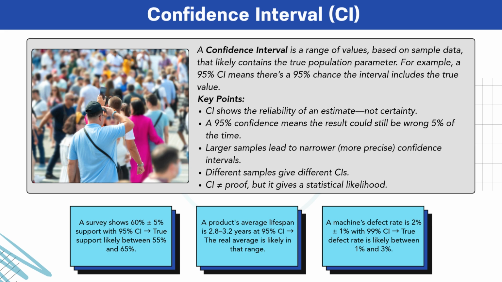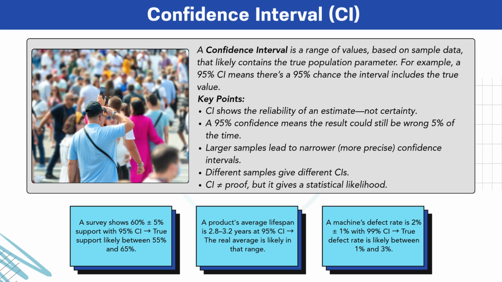2. 2.8 to 3.2 years at 95% confidence interval means the true average lifespan likely lies within that range. Third, defect rate. A machine has a 2% defect rate plus or minus 1% at 99% confidence interval, meaning the true rate is likely between 1% and 3%.